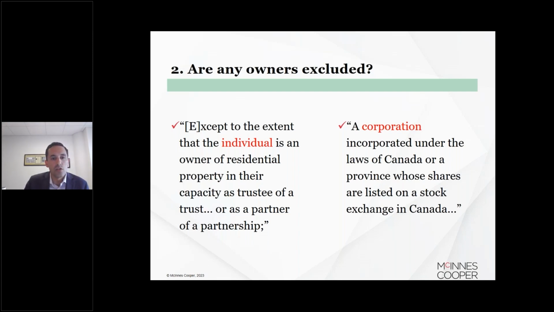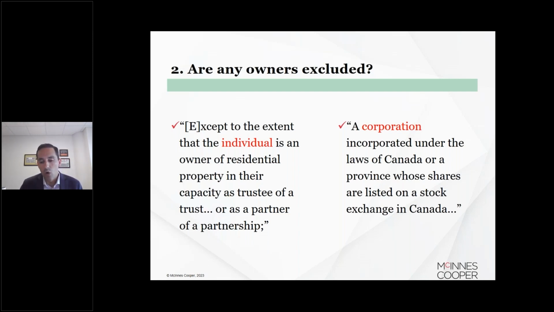And you'll see this first quote up on my screen here on the left, except to the extent that those individuals own residential property in their capacity as trustees of a trust or partners of a partnership. So right there, we know that if residential property is owned by a trust or you own it as a trustee of a trust or a partner of a partnership, you do need to report, and this act applies to you.